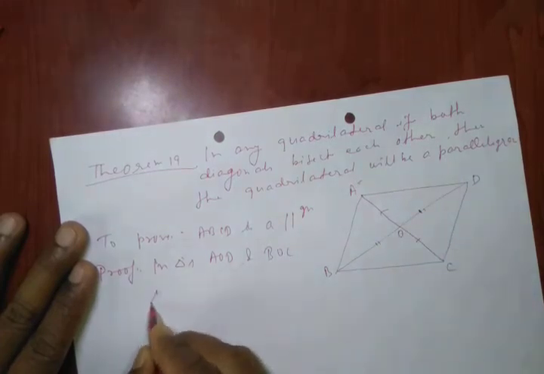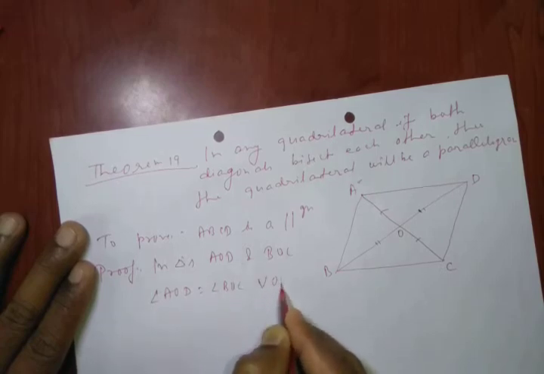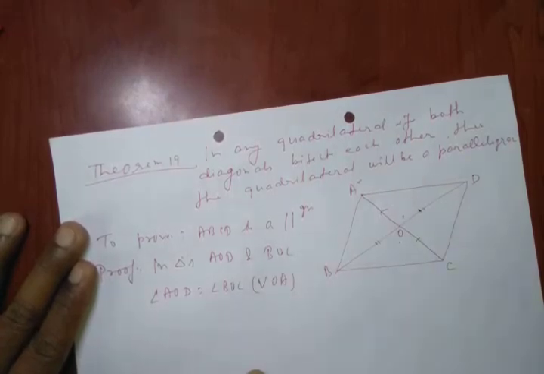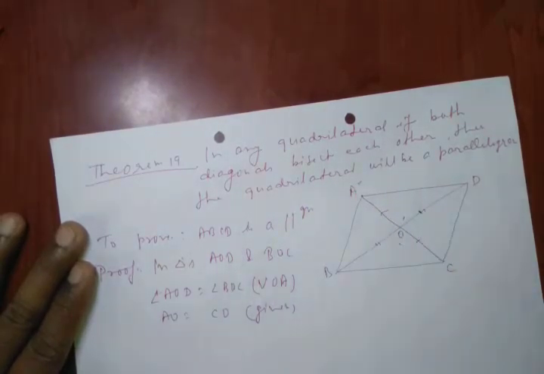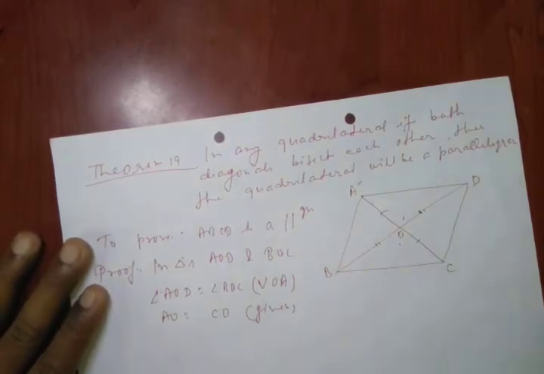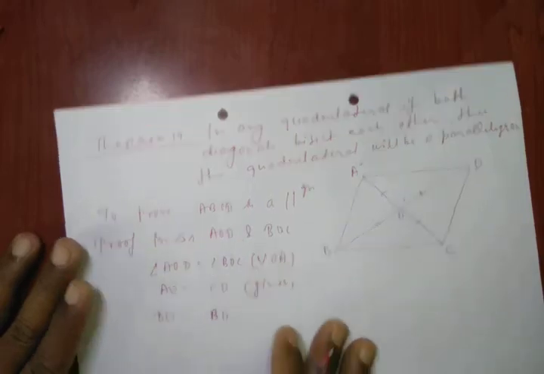Then first angle AOD equal to angle BOC, vertically opposite angles. These two angles are equal, they are the vertically opposite angles. Then you have AO equal to CO, it is given because the diagonals bisect each other. And what is the next condition here? That is BO. Here also you will write that OD equal to BO. So these are the three conditions.